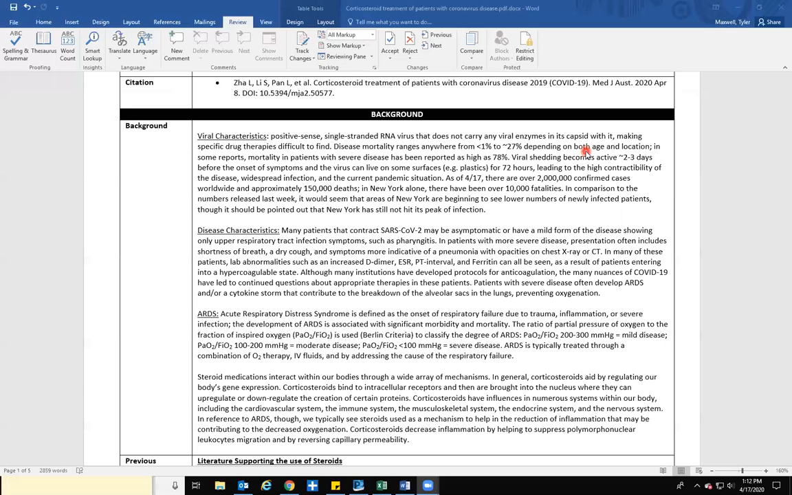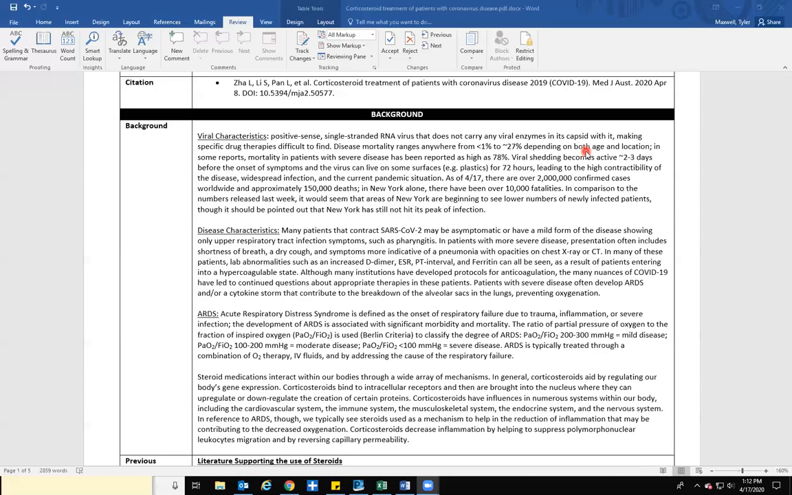The mortality for coronavirus ranges anywhere from less than 1% to about 27%. This really varies depending on the age of the patient and then also location. And so some mortality differences have been seen between China and the United States, and so it really depends on where you get infected as well. In some reports, patients with severe disease, so especially those ventilated, can have a mortality rate as high as 78%.